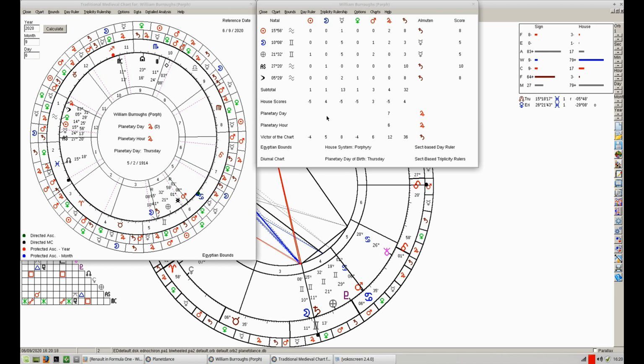And then the planetary day ruler and the planetary hour ruler are identified and given a score of 7 for the day ruler and 6 for the hour ruler. And the Victor of the Chart is the planet with the highest score when all of those scores are added up. And in Burroughs' case, you can see, perhaps a little surprisingly, that Saturn is the Victor of the Chart by a long way. The second place planet is Jupiter, with just a third of the score of Saturn.